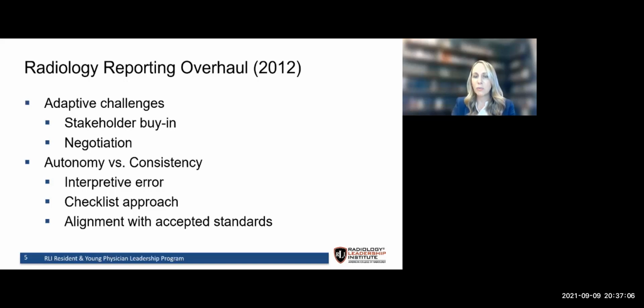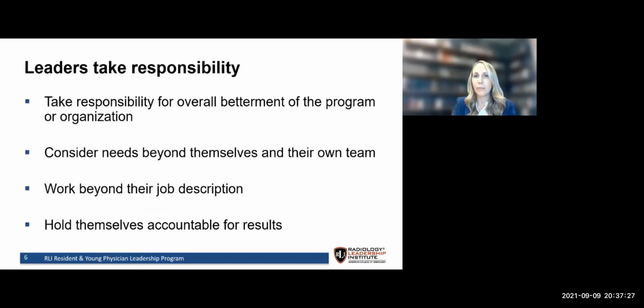The challenge was, of course, convincing a large group of smart academic radiologists to change the way they work every day. And so change management skills were put to the test, without any financial incentives, but with the help and support of my chair and a partner in this effort, and an amazing committee and team, after 2 years, the overhaul was completed. So the first principle is leaders take responsibility.